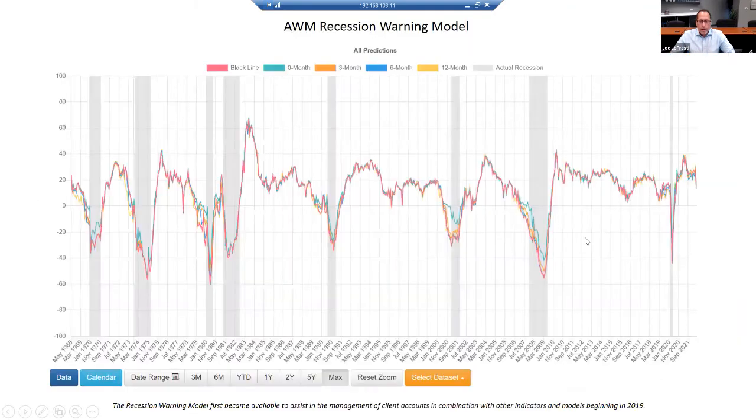Now I want to move on to talk about our next model, and that's the recession warning model. This is designed to give us an advance warning of an economic recession. Historically, equity markets will peak several months before a recession starts. So having an advanced warning system helps us make proactive decisions, gives us another tool in our ongoing effort to preserve client wealth.